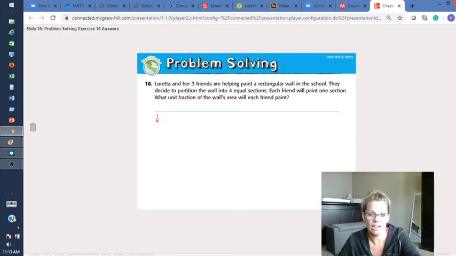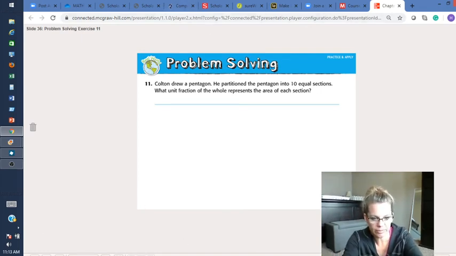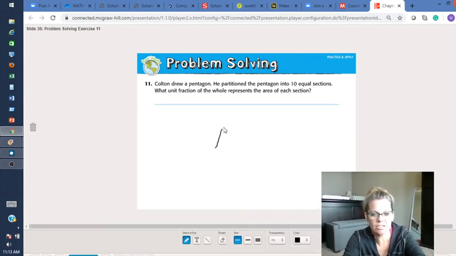1/4. Good. Okay, for number 11, Colton drew a pentagon and he partitioned the pentagon into 10 equal sections. Let's just look at what that would look like really quick. I'm going to have to do it this way. If I had a pentagon, it always kind of just looks like a house. Oh, goodness. Let's try it again.